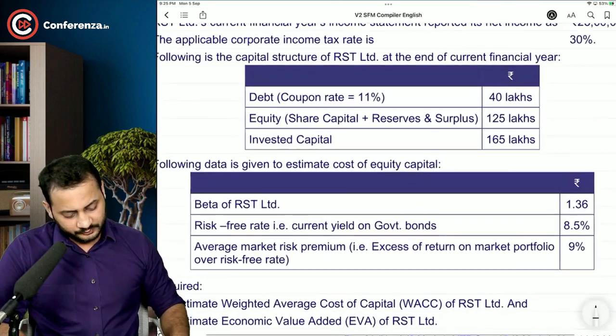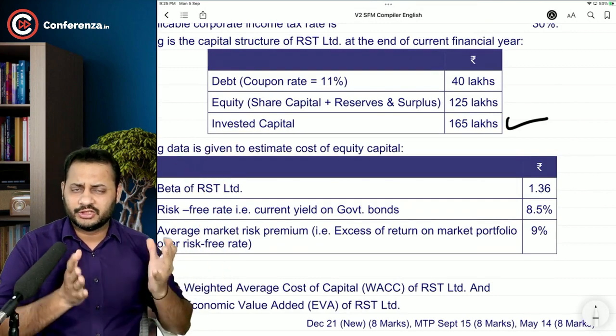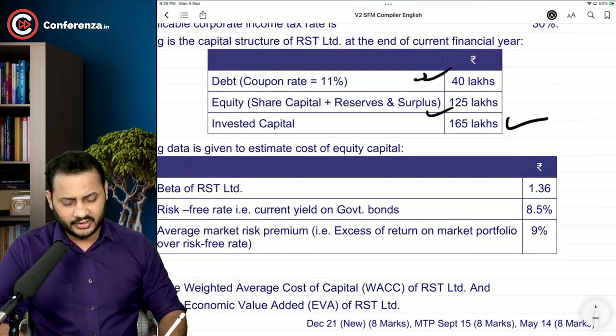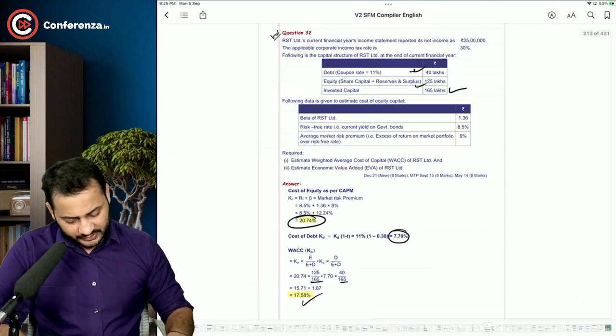165 is the total invested capital. No confusion in the invested capital. 40 is the debt, 125 is the equity. Just divide it and you will get the weights. So this calculation is pretty much easy.